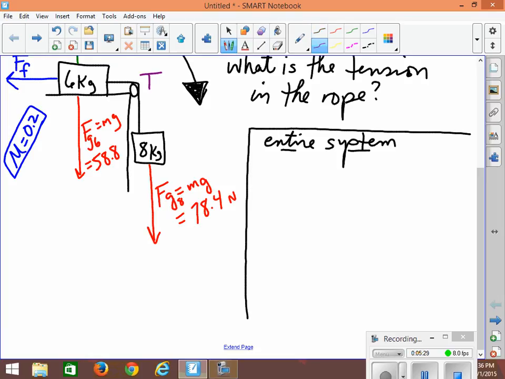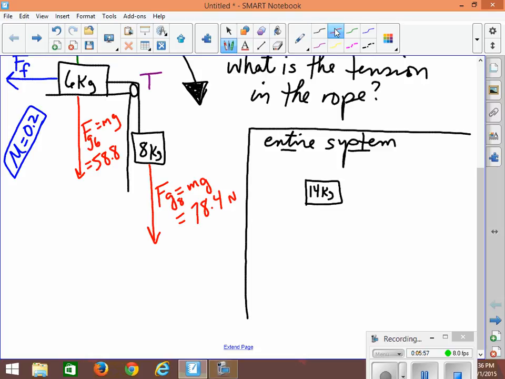The tension is irrelevant for the entire system, just like the tiny forces between your molecules are irrelevant when somebody pulls on you with a rope. So we don't have to worry about the tension at all. Think of it as being inside the system. All we need to worry about is what's happening to an entire mass of 14 kilograms, 6 plus 8, all of the mass added together.